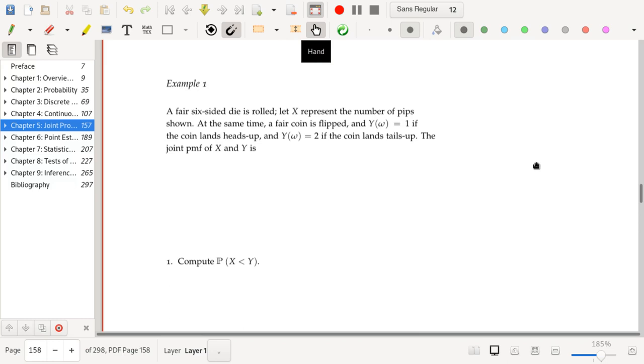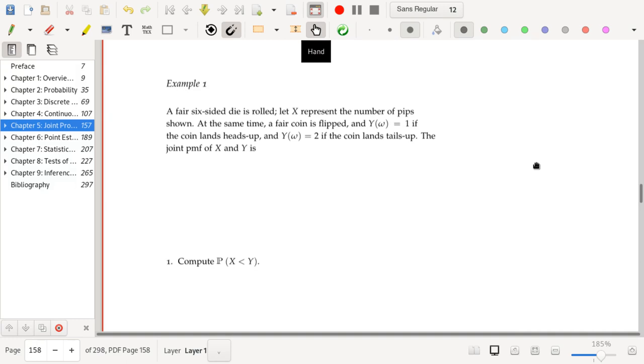A fair six-sided die is rolled. Let X represent the number of pips shown. At the same time, a fair coin is flipped, and Y will be 1 if the coin lands heads up, and it will be 2 if the coin lands tails up. So we need to figure out the joint probability mass function of X and Y.